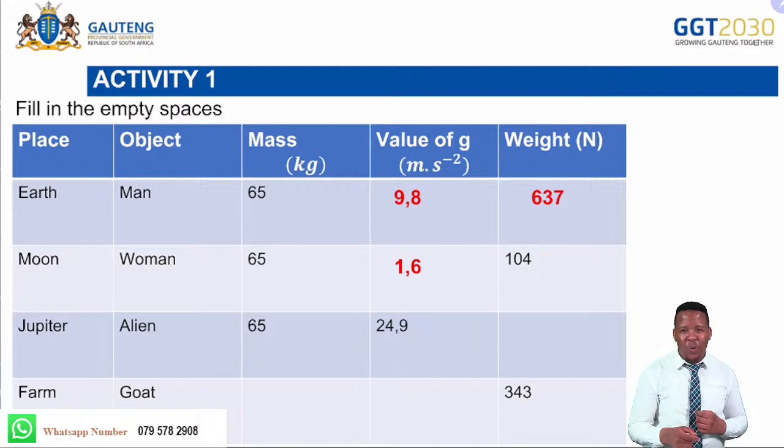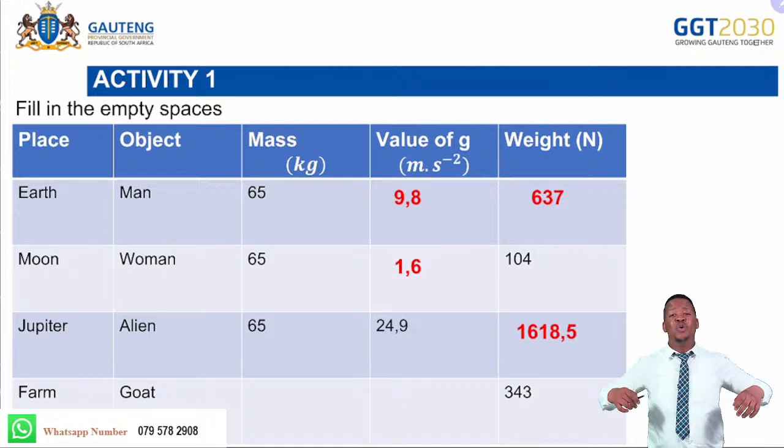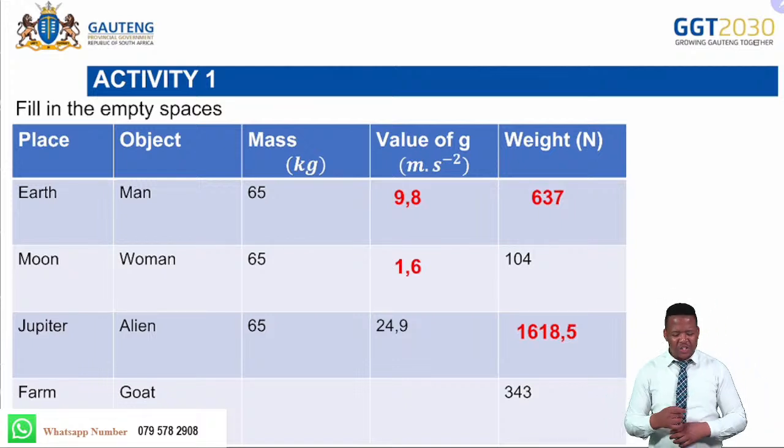How do you get the weight? So you're simply going to say 65 multiplied by 24,9, and then you get your weight as 1,618,5, right? And then what about the gold? The mass of the gold, how did you get that one?